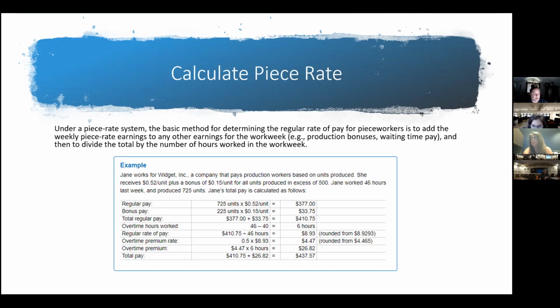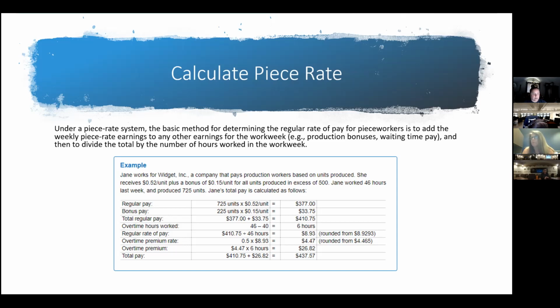So for example, Jane works for Widget Inc., a company that pays production workers based on its units produced. She receives 52 cents per unit, plus a bonus of 15 cents per unit for all units produced in excess of 500. Jane worked 46 hours last week and produced 725 units. So let's look at how we're going to calculate her pay, including her overtime.